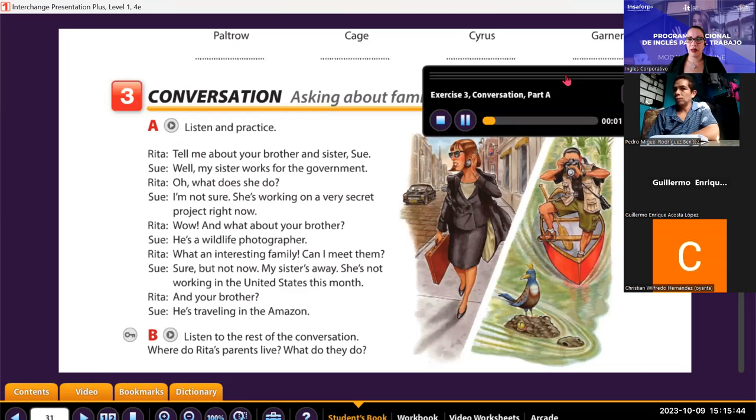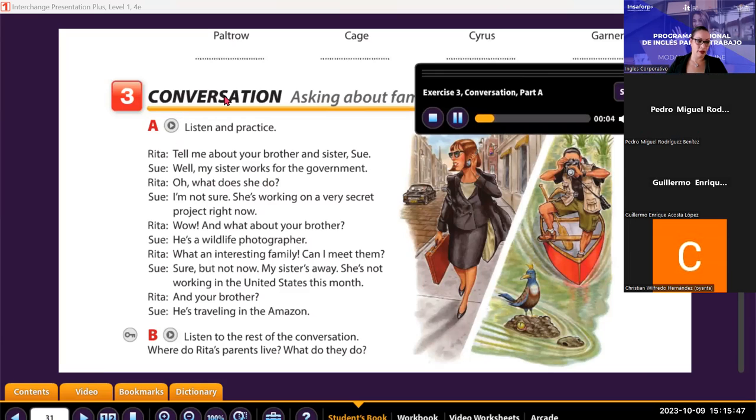Page 31, Exercise 3, Conversation. Asking about families. Part A, listen and practice. Tell me about your brother and sister, Sue. Well, my sister works for the government. Oh, what does she do? I'm not sure. She's working on a very secret project right now. Wow. And what about your brother? He's a wildlife photographer. What an interesting family. Can I meet them? Sure, but not now. My sister's away. She's not working in the United States this month. And your brother? He's traveling in the Amazon.